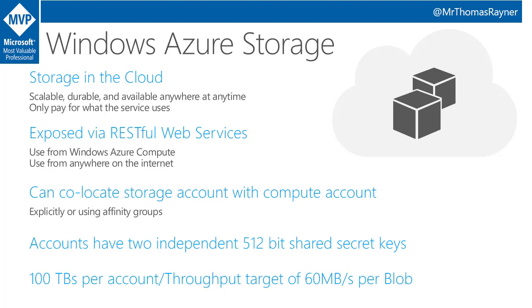And I think the stat at the bottom is actually a little bit outdated, but hundreds of terabytes per account, more data than most consumers or organizations are going to need at a given time, with a throughput target of 60 megabytes per second per blob. So that's not bad. I think the 60 megabytes per second part is a little bit outdated, like I said, but you're getting a pretty performant solution. There are different tiers that you can order within Azure storage, which we'll take a look at in a few seconds here.